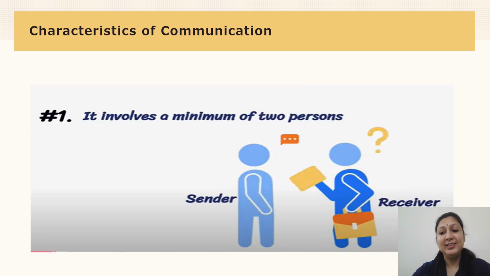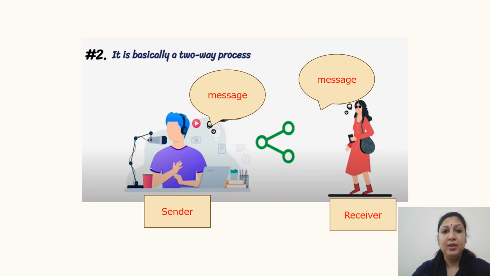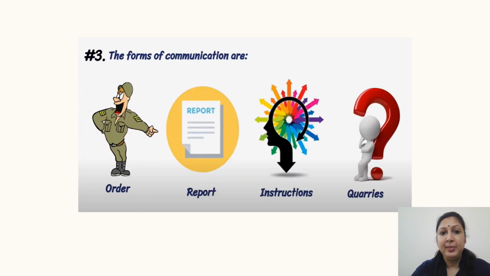Now, characteristics of communication. It involves a minimum of two people. One is the sender and another is the receiver. It is basically a two-way process, when the sender sends the message to the receiver and the receiver receives the message in the same sense. There are many forms of communication. You can pass an order, you can give a report, you can give instructions, guidelines, and you can ask queries.